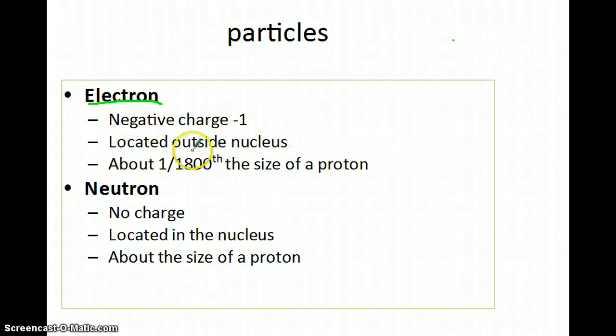And it is located far, far outside the nucleus as far as its relative location. You can tell how much smaller it is. It's about 1/1800th the size of a proton.